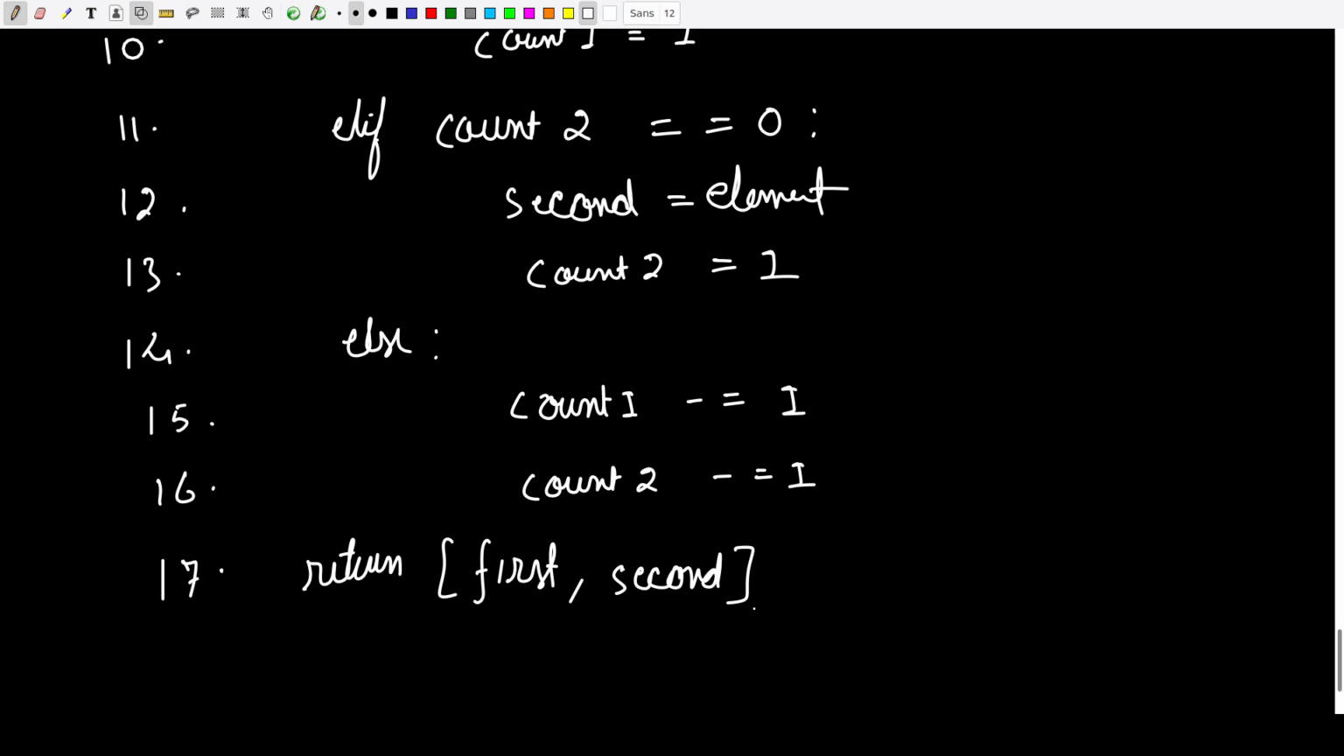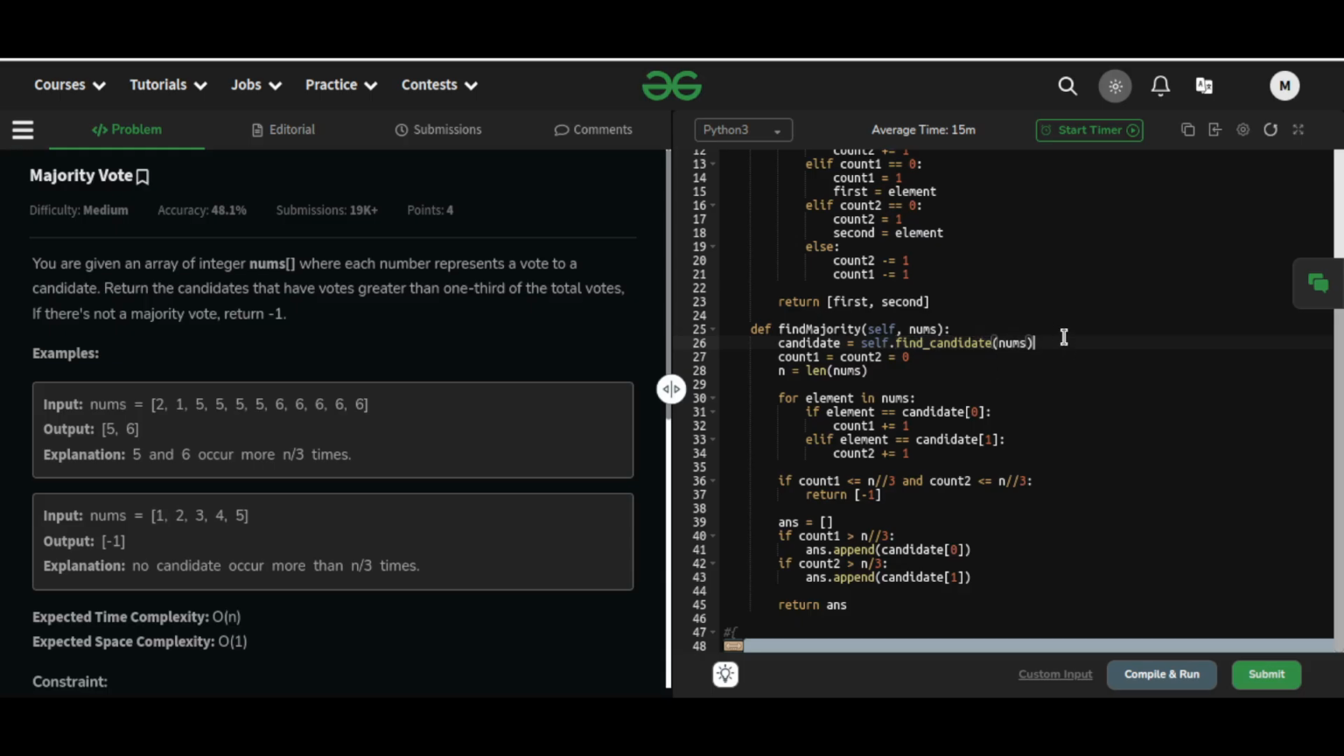Now let us see how we have implemented this in Python and C++. So first let us look at the Python implementation. Over here we have obtained our candidate elements and then we are counting the frequency of these two candidate elements. If the frequency of the first candidate element and second candidate element is less than or equal to n by 3, then in such case there isn't any majority element, in which case we are returning -1. Otherwise, if the frequency of candidate element 1 is greater than n by 3, then we are putting the first element into our answer list, and the same thing goes for the second element. And towards the end we are returning answer.